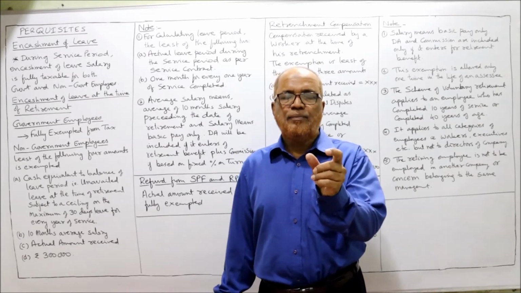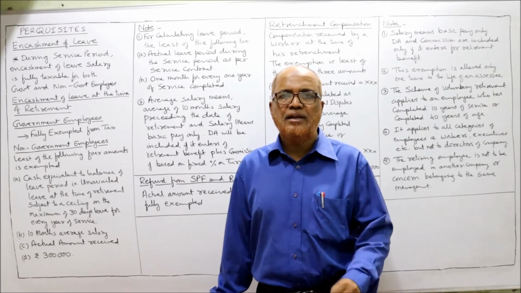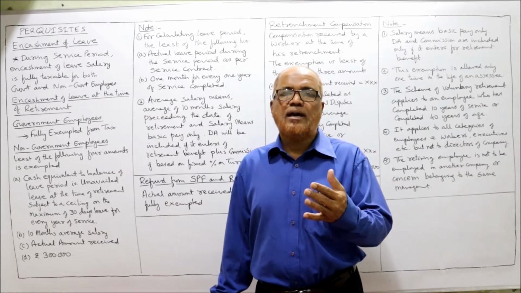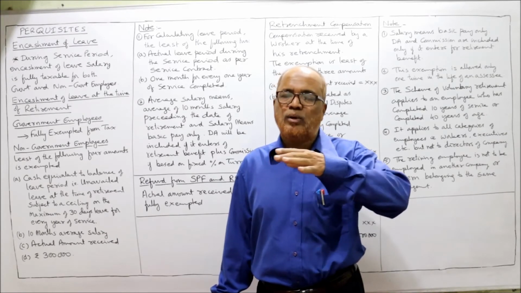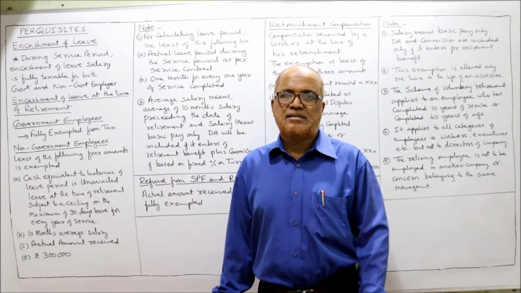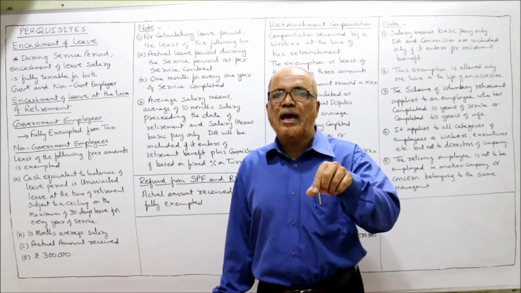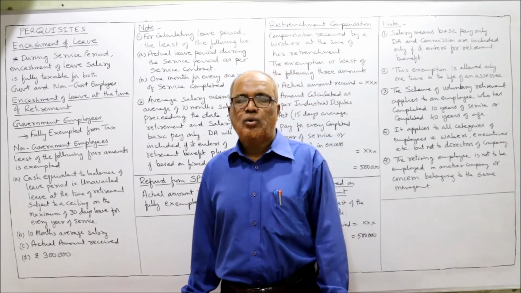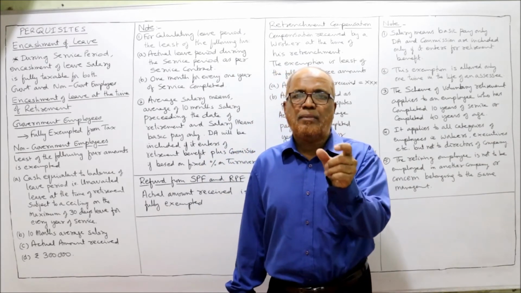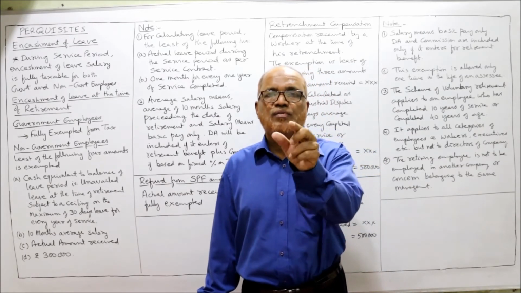For example, a person has served nearly 30 years. According to the agreement, the total leave available during his whole service is, let us say, 35 months. Out of 35 months, he has already availed 20 months of leave. So 35 minus 20 is 15. Now the unavailed leave period is 15 months.